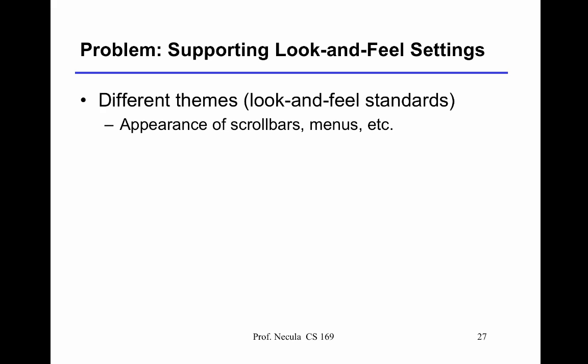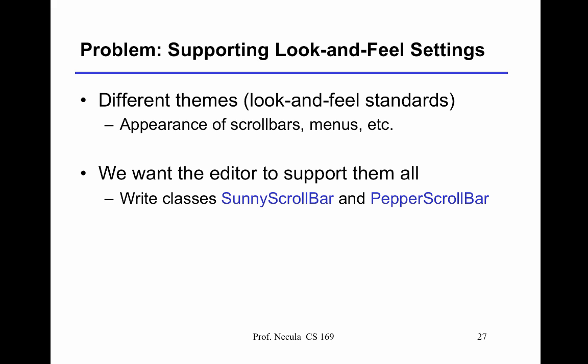How do you write code to achieve different things? But let's say that these are themes that change the appearance and maybe even the behavior of scroll bars, menus, and such. And I want my editor to support them all without messing with most of the code. I want to have Sunny scroll bar and Pepper scroll bar. Sunny and Pepper are my 2 themes that I'll be using in this example. Okay, and I'll write the code for how a Sunny scroll bar behaves and how a Pepper scroll bar behaves.